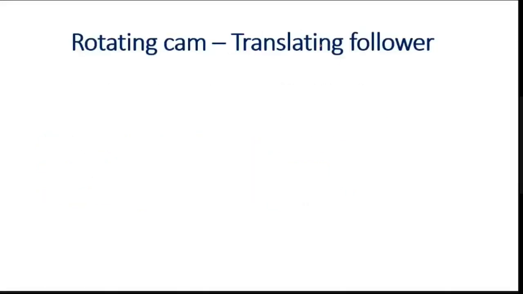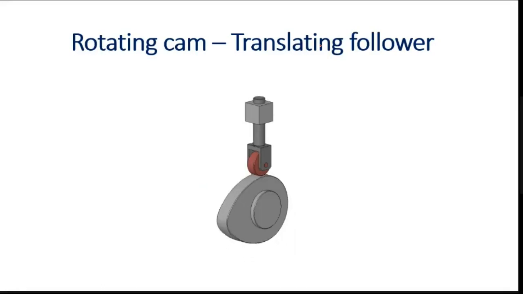We will show you a picture of each one by one. First, rotating cam and translating follower. This is your rotating cam and translating follower. You can see that the cam is rotating and your follower is just moving in the upward and downward direction. This type of cam, we call a rotating cam and translating follower.